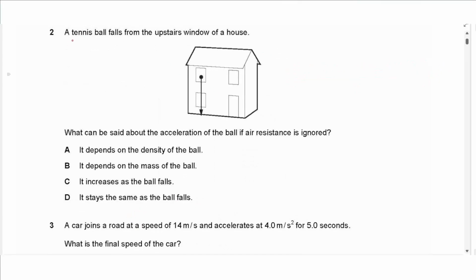Question 2 says a tennis ball falls from the upstairs window of a house. What can be said about the acceleration of the ball if air resistance is ignored? So it's only moving under gravity. It depends on the density of the ball. No, it does not depend on the density nor the mass.